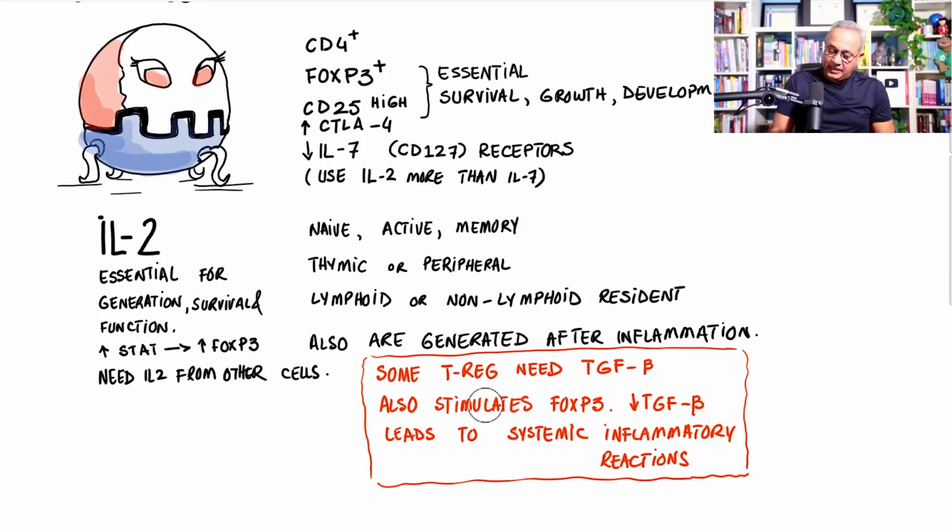And as we said before as well, some T regulator cells need TGF-beta, which also helps stimulate FOXP3. And if the TGF-beta is less, then the FOXP3 function is less, and then the generation, survival, growth, and function of the T regulator cell goes down. That creates immune dysregulation, which then creates huge issues. Less inflammation when we need more, or more inflammation when we need less, or the body's inability to go back to the homeostatic state of inflammation, meaning the no inflammation state, and the body just gets stuck in a bad inflammatory state.